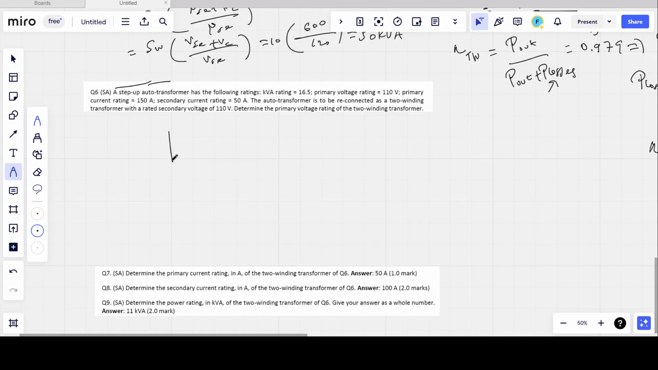It looks something like this. The output is now on this side, right? So this is now my output and this is my input.